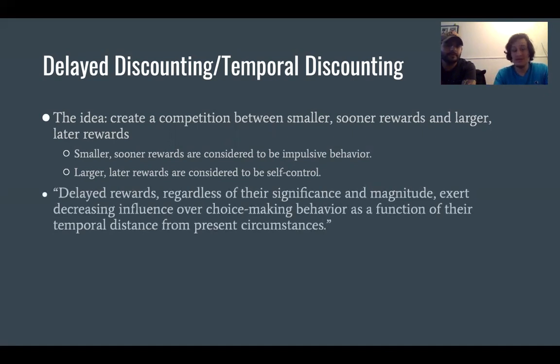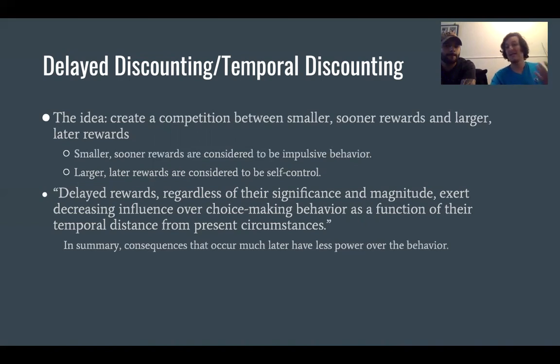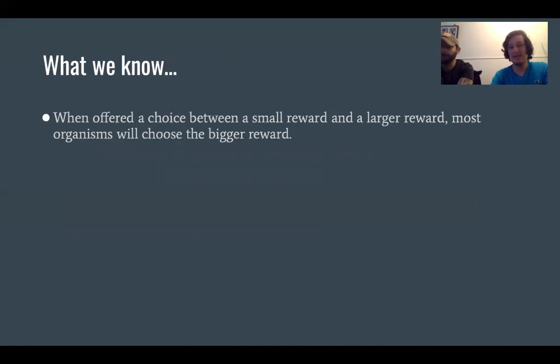So one of the biggest findings is that regardless of what the reward is, whether it's money, whether it's food, regardless of what it is and how much of it, there is going to be a decrease in the amount of influence that reward is going to have on the behavior. So the farther it is from when it's presented, the less subjective value it has, and the less control it has over the behavior. So here's some things that we know.